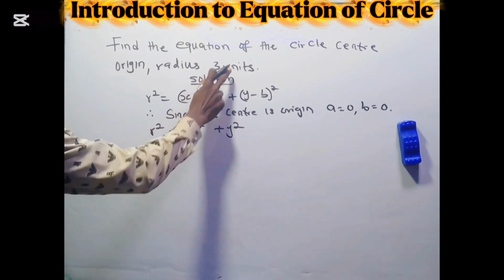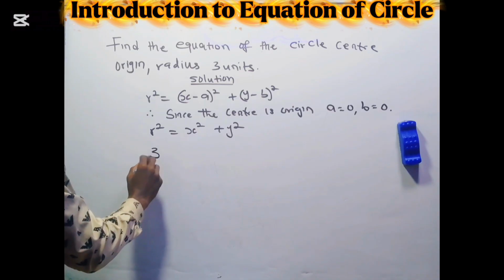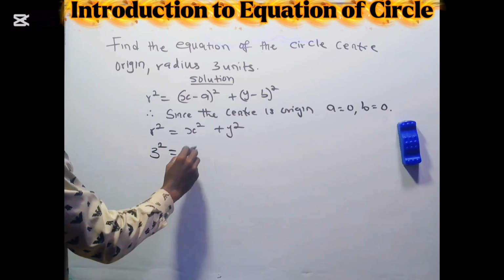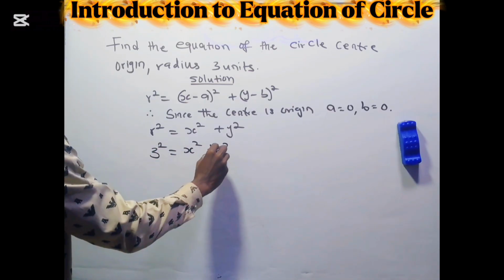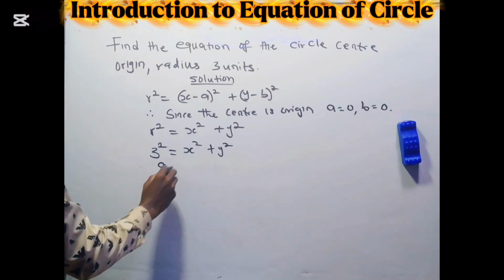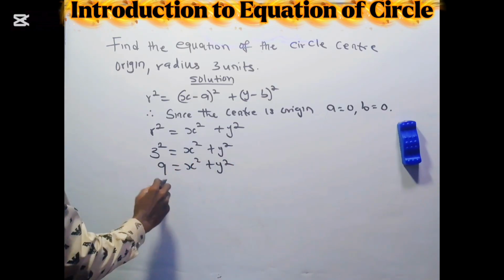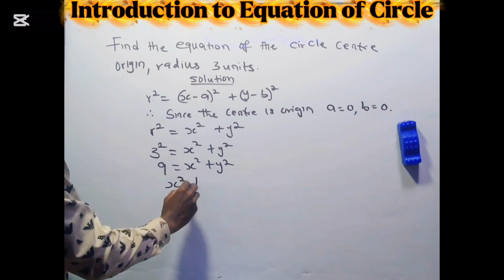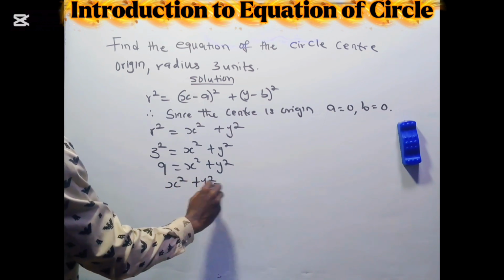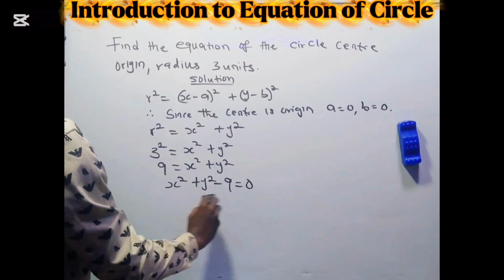Now, what is our r? r is 3 units. Therefore, we say 3 squared is equal to x squared plus y squared. 9 is equal to x squared plus y squared. That's the same as x squared plus y squared minus 9 is equal to 0.